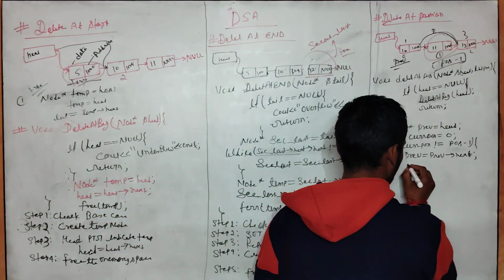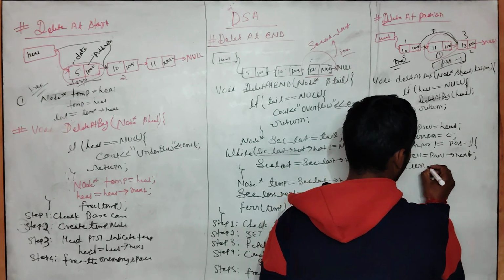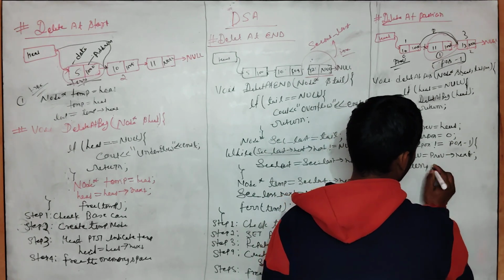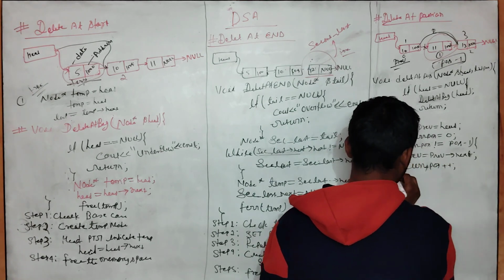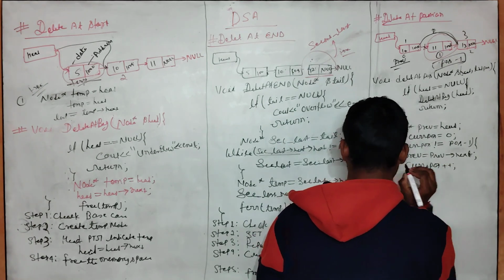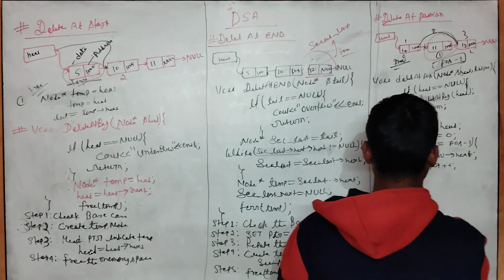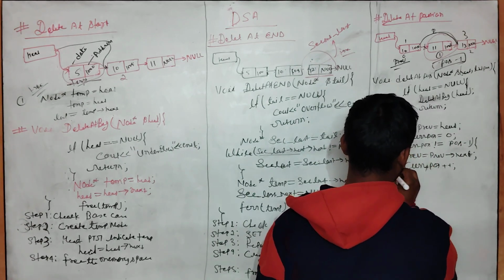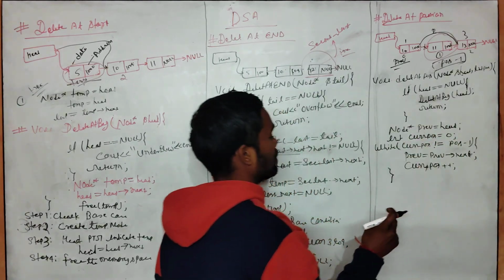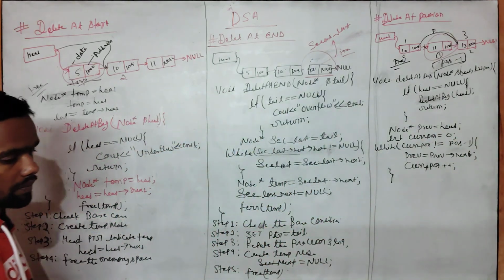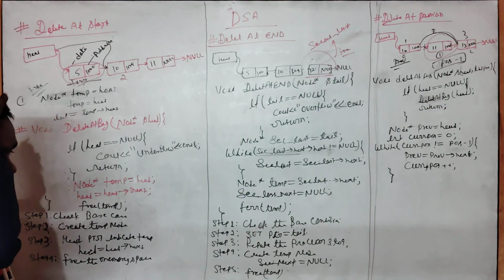I'm just writing here: current is equal to current position plus. Simply close this loop. Fine. Simply close this loop. Okay.